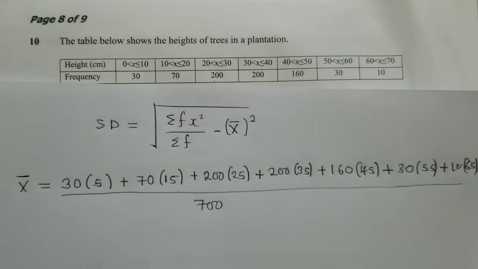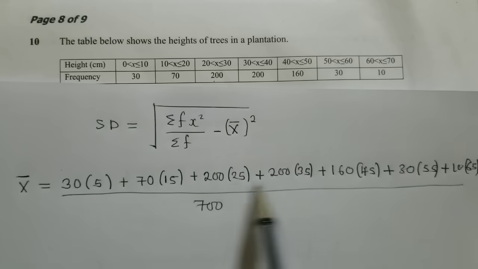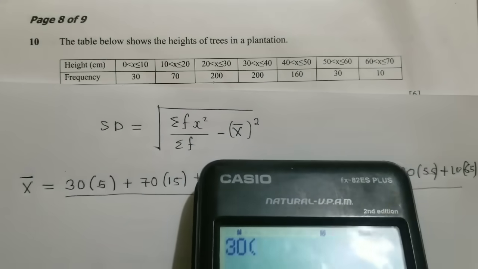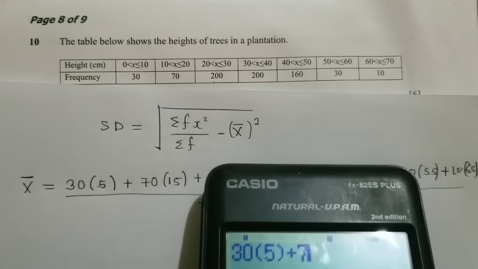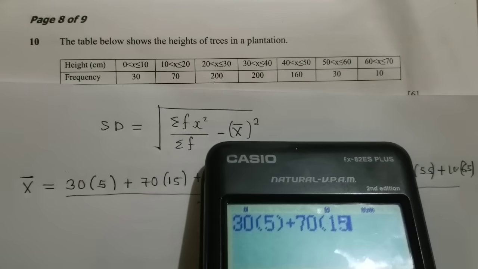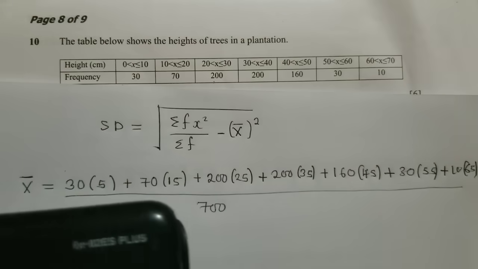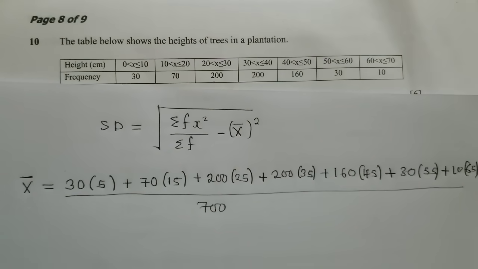And after you've done that, you now work out the top. So just say 30 open bracket. Let me show you on my calculator. 30 open bracket 5, so that you don't waste much of your time. Can you see what I'm writing? Open bracket 15, close, plus 200. So you just copy everything that you're able to see right here. Okay, plus 200 there, open bracket 35, plus 160, open bracket 45, plus 30, open bracket 55, plus 10, open bracket 65 and close.